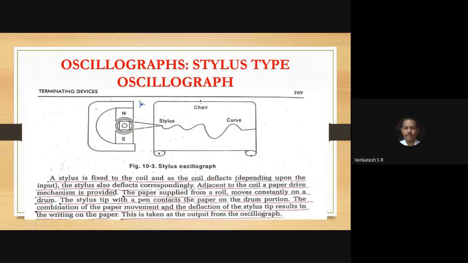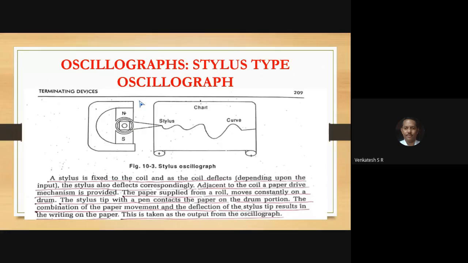Next, come to the point. In the terminating device itself, there will be a graph according to the vibration. You have a curve like this. This is the stylus type graph. Remember the stylus type oscillograph. Here you can use this type of instrument. This is used in the seismic instrument. See, what is the meaning of seismic instrument?